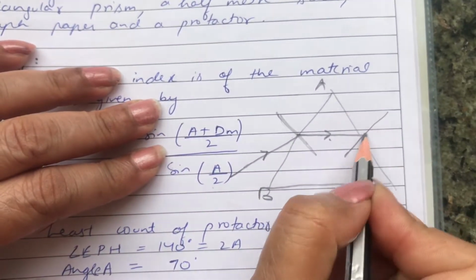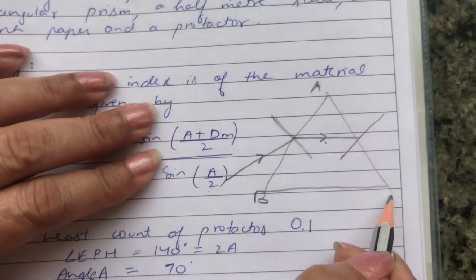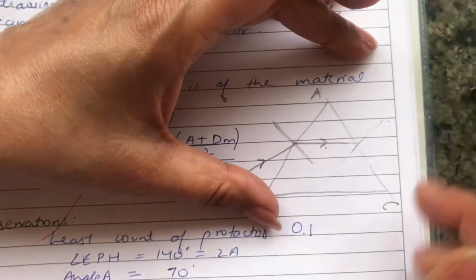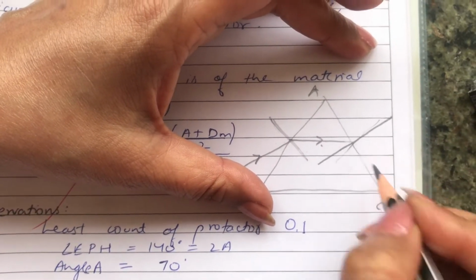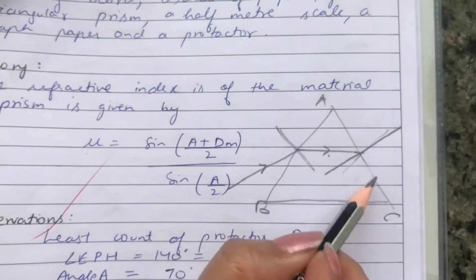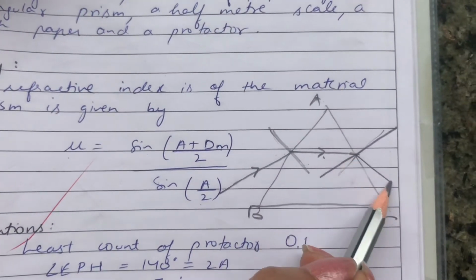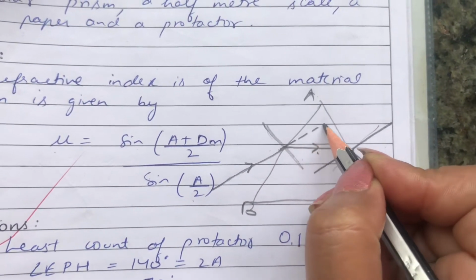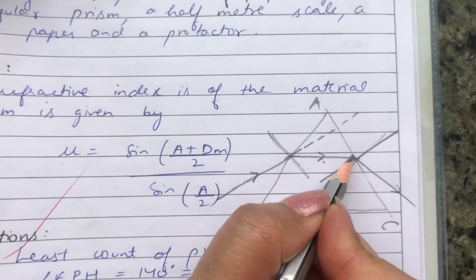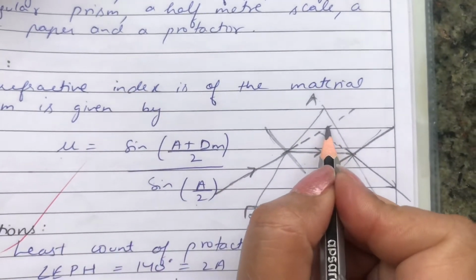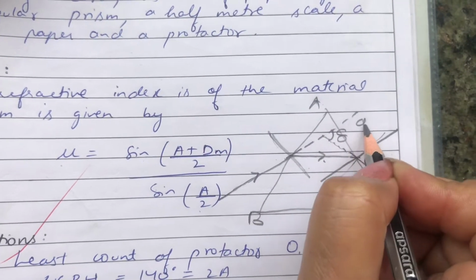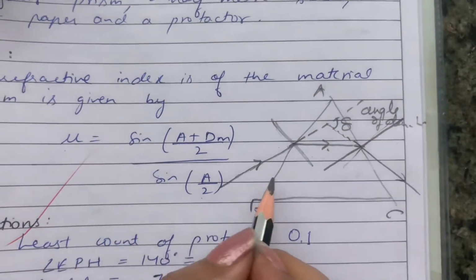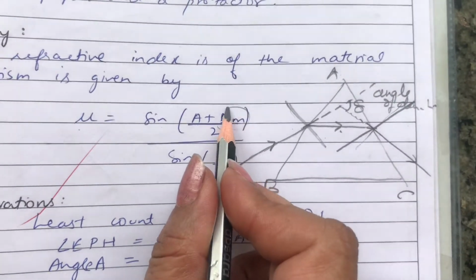Again you will make a perpendicular here at this surface AC. It should be straight because it is perpendicular on AC. So now this is the perpendicular, and when it comes out from AC, this is the emergent ray. So when the incident ray is produced in the forward direction, the emergent ray is produced in the backward direction. The angle between them is called the angle of deviation. So we have to find out the angle of minimum deviation.